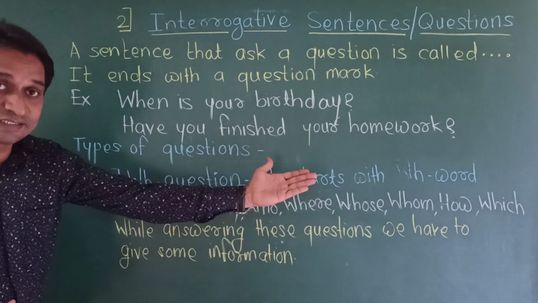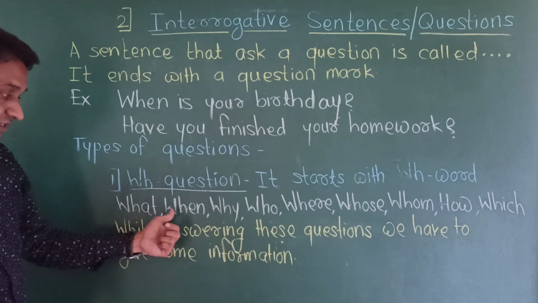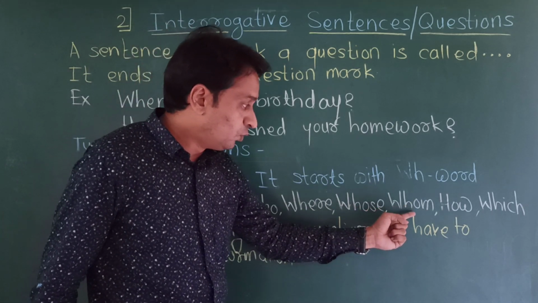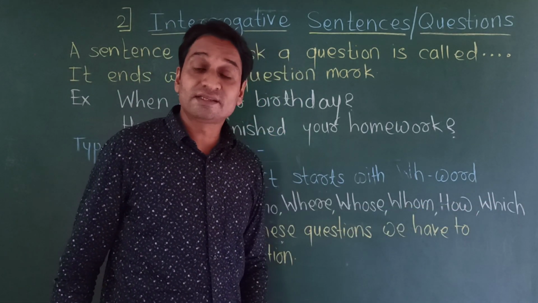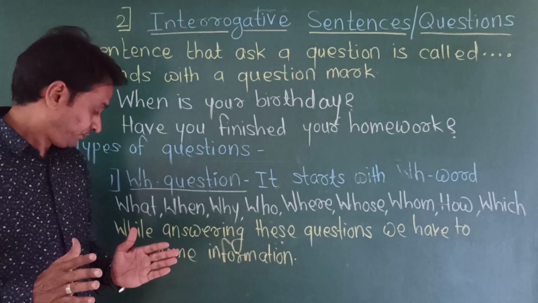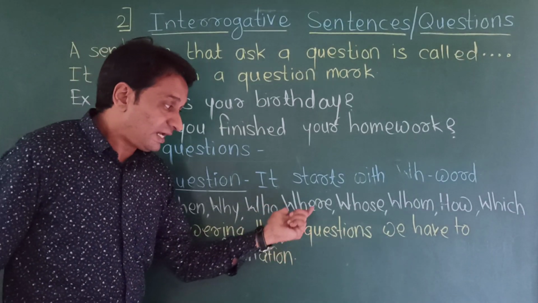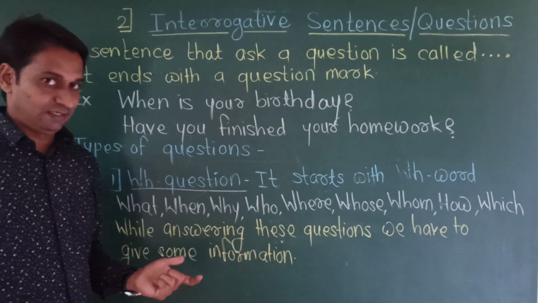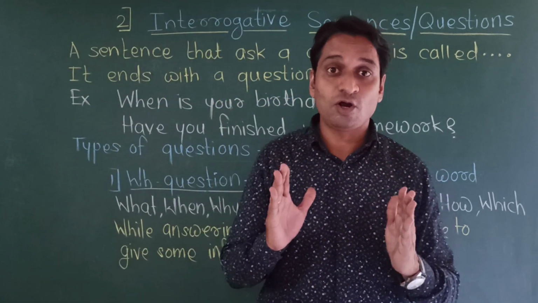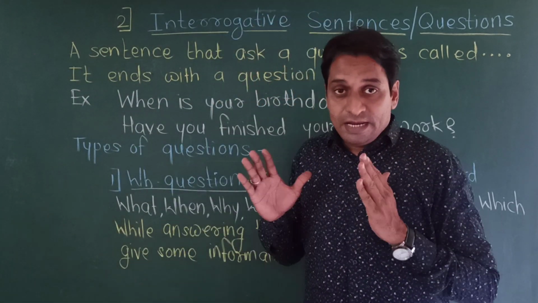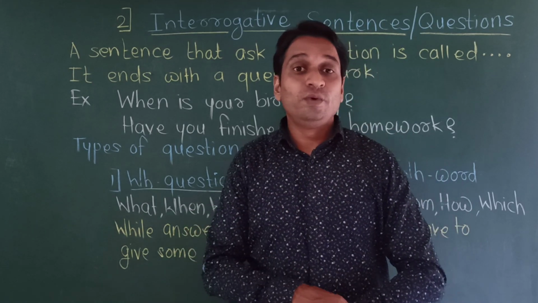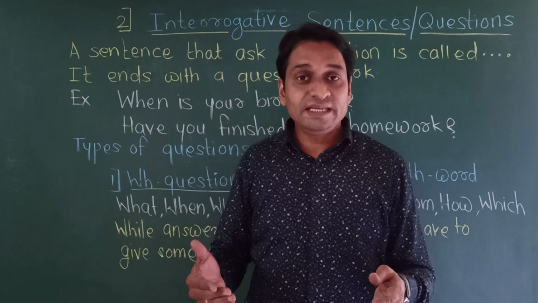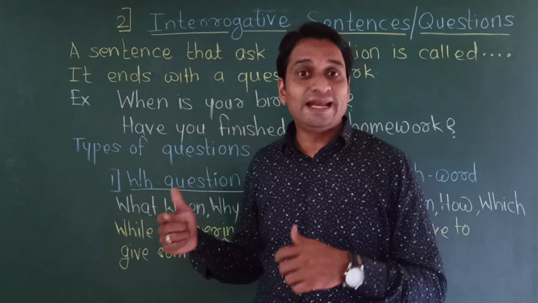Now which are the WH words? What, when, why, who, where, whose, whom, how, and which. These are the WH words. While answering these types of questions, we have to provide some information there. This is a very important point. In the answer section of a WH question, we have to provide some information. Now, let's see some examples of WH questions and their structure.